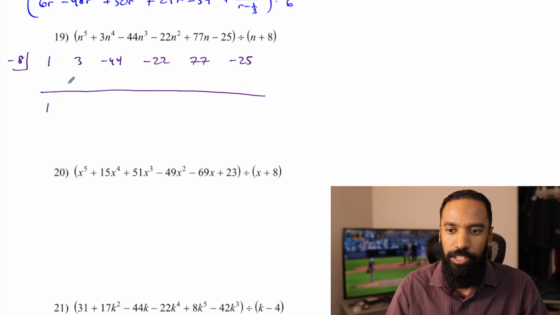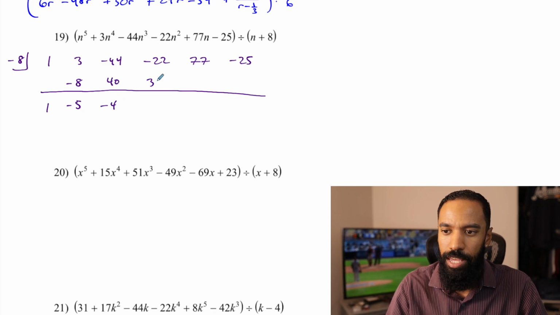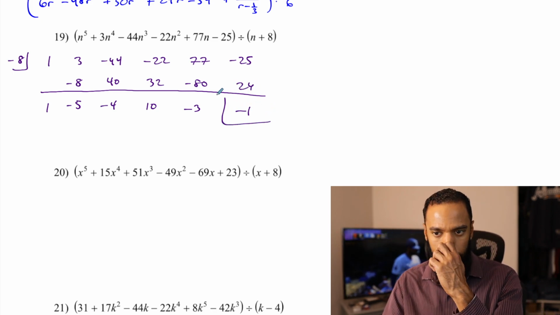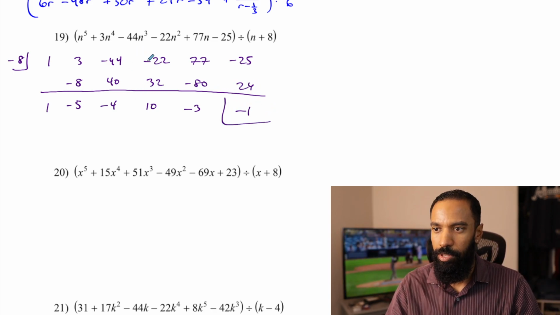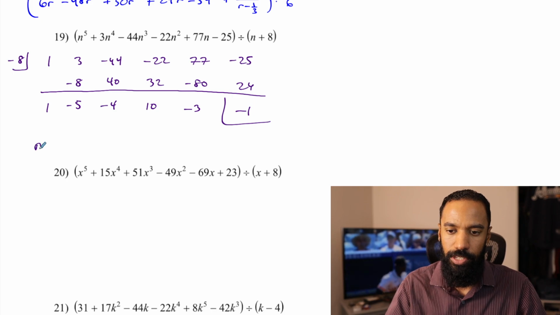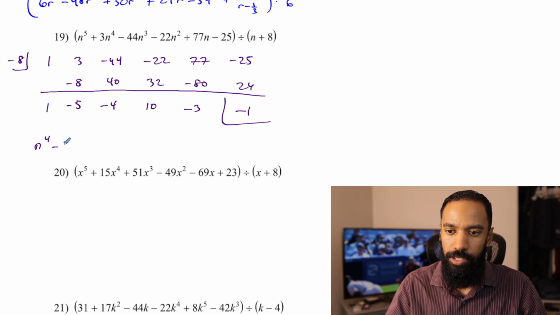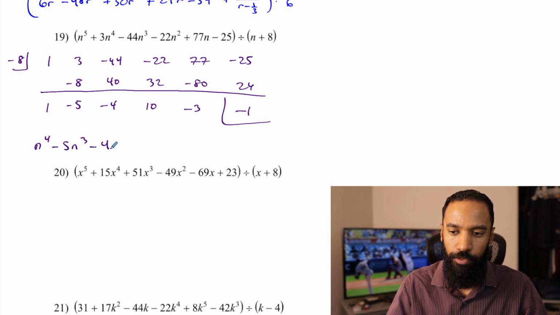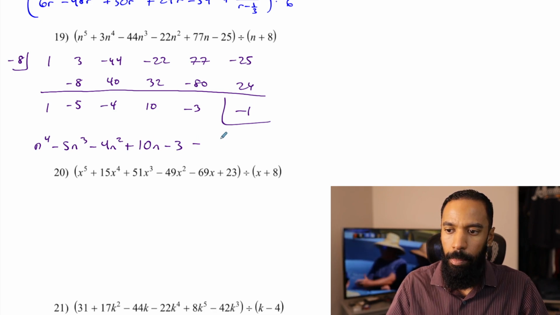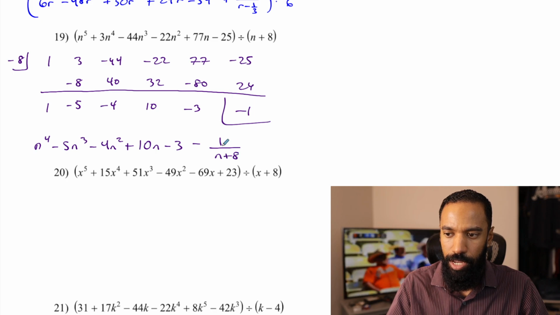All right, I'm going to go fast here. Times -8, add, times -8, add, times -8, add, etc. So how fast can you go with that? Well, it depends. Anyway, that guy there is the remainder. So the quotient goes from quintic to quartic. This is n to the 4th minus 5n cubed minus 4n squared plus 10n minus 3, minus 1 all over n plus 8. That is our remainder there.